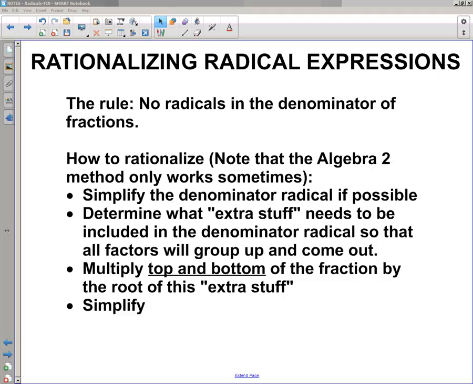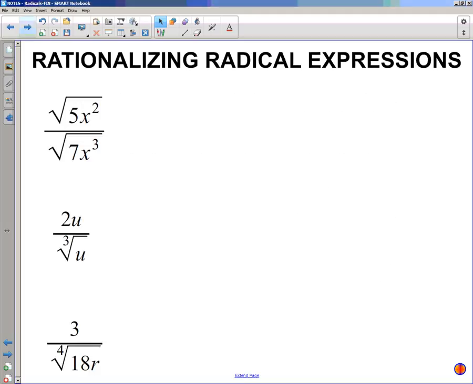Okay, let's work through a few examples here. So, rationalizing this expression. The first thing I'm going to do is look at my denominator, which has got a radical 7x cubed in it. I'm going to look at that and see, can we simplify that at all? That's a 7 and 3 x's. So, I'm taking a square root. I want groups of 2. I could definitely bring a group of x's out of that thing. I'm not even really worried about what's on the top right now. We'll take care of that later on.